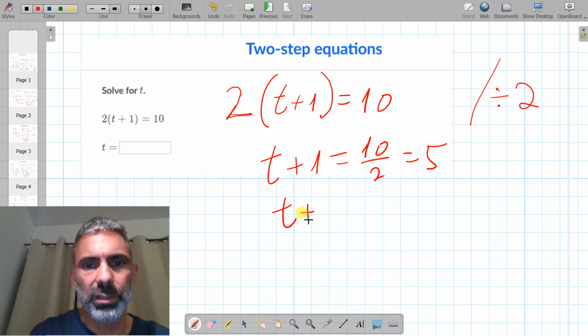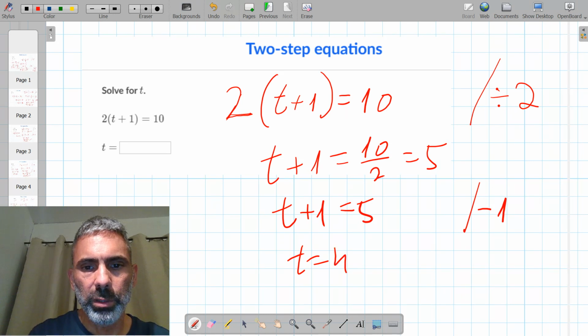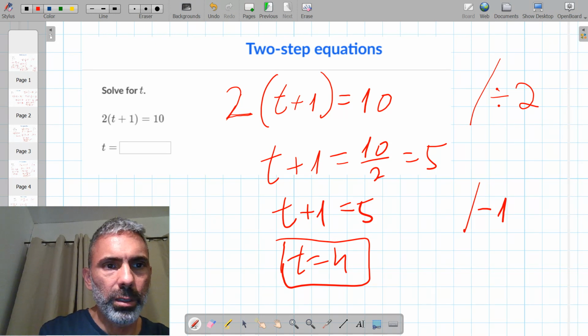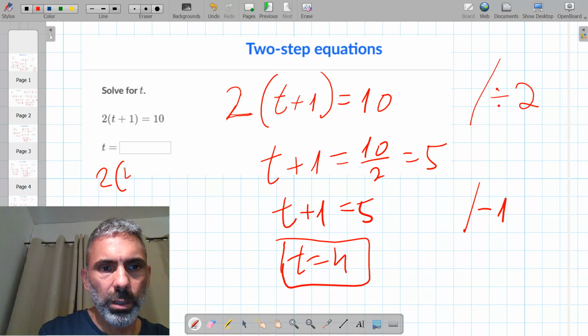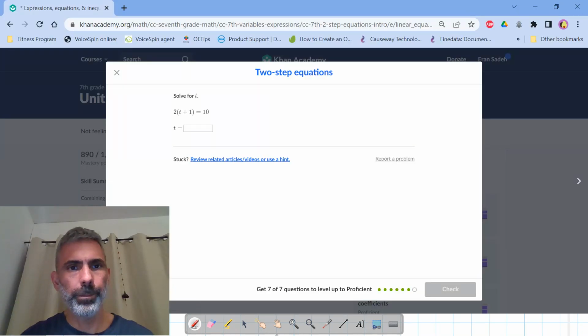So t plus 1 equals 5, and now to isolate the t, I need to subtract 1 from both sides of the equation, so t equals 5 minus 1, which is 4. Now, to test this result, I will plug it into the original equation, so 2 times, instead of t I'm writing 4, plus 1 equals 10. 4 plus 1 is 5, 2 times 5 is 10, equals 10, which means that t is indeed 4.